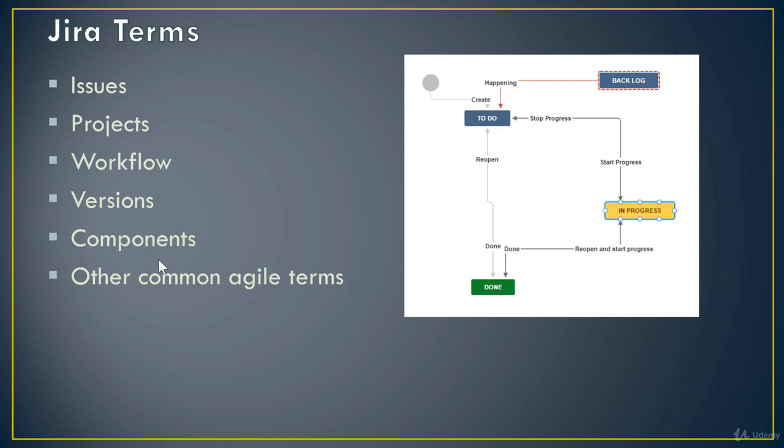And lastly, JIRA also uses the other common agile terms that we've already discussed, such as Scrum, Kanban, backlog, sprints, etc. Alright, now that we've identified the main JIRA terms, we are now ready to take our first dive into JIRA, starting off as a user working within an agile team.